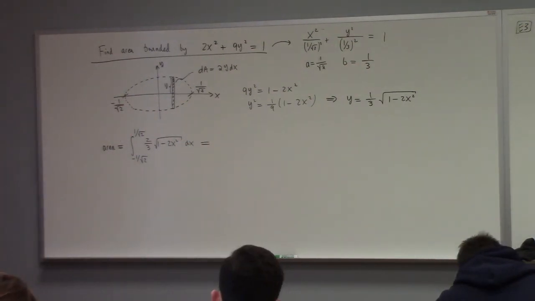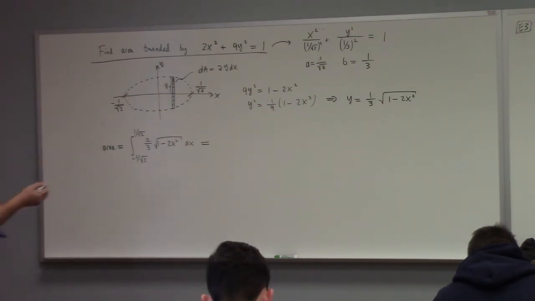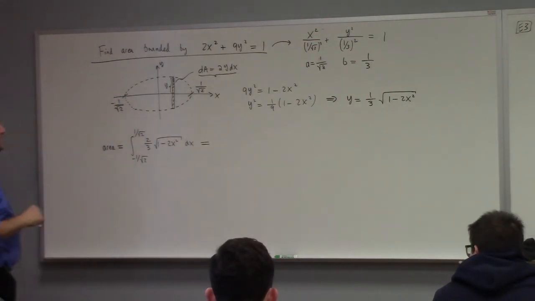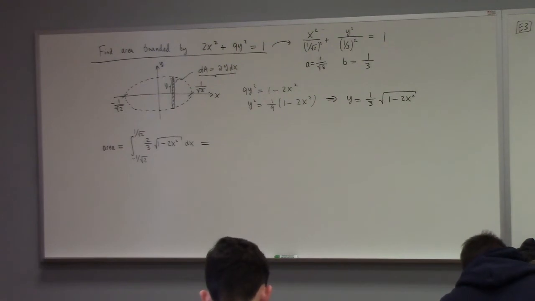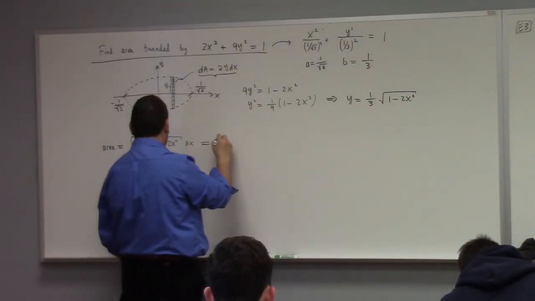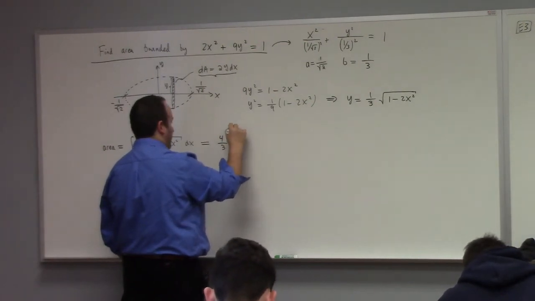Can we clean this up? Is there anything we can do to make life easier? Yep. There's a 2 in the dA. But what else could I do? From 0 to 1, yeah, exactly. That would make life easier. And I'll put a 4/3 out front to be fair to that.